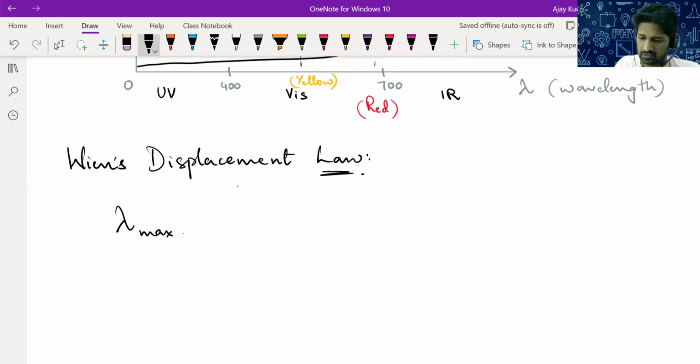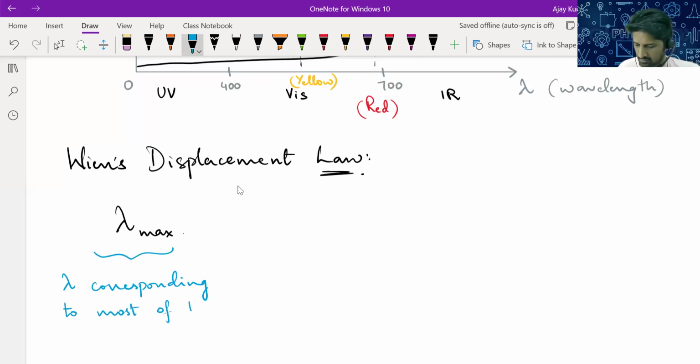Okay, so let me mention that here. Lambda max is the wavelength corresponding to most of the radiation emitted by an object.